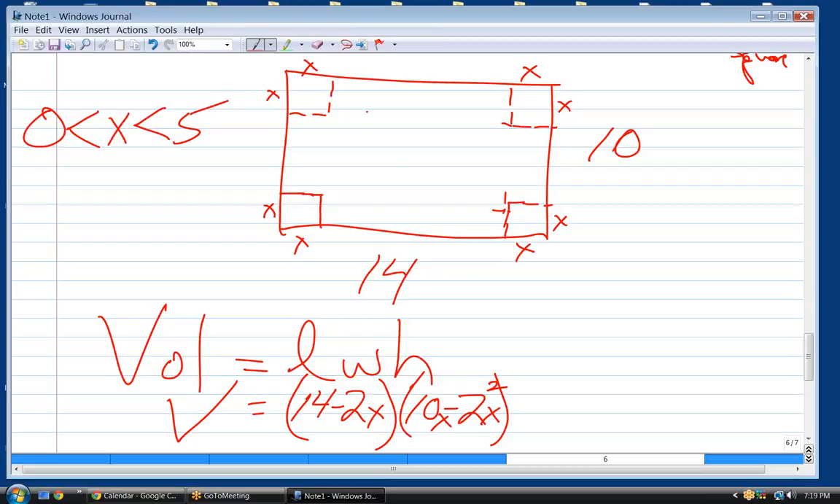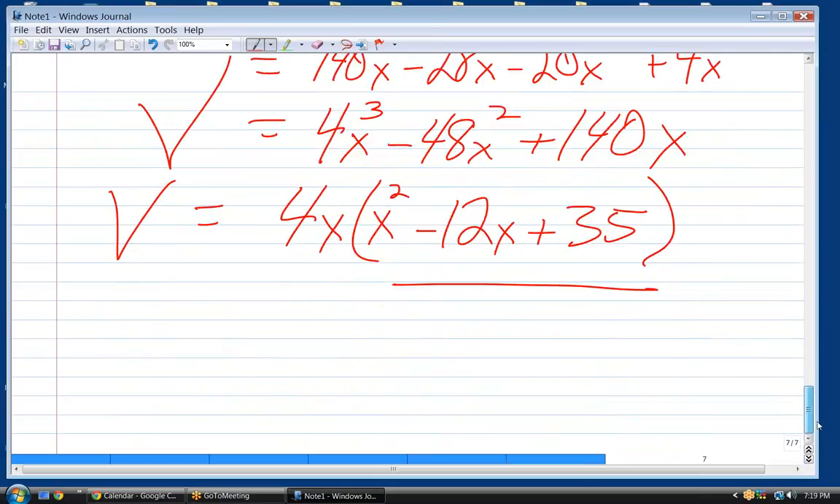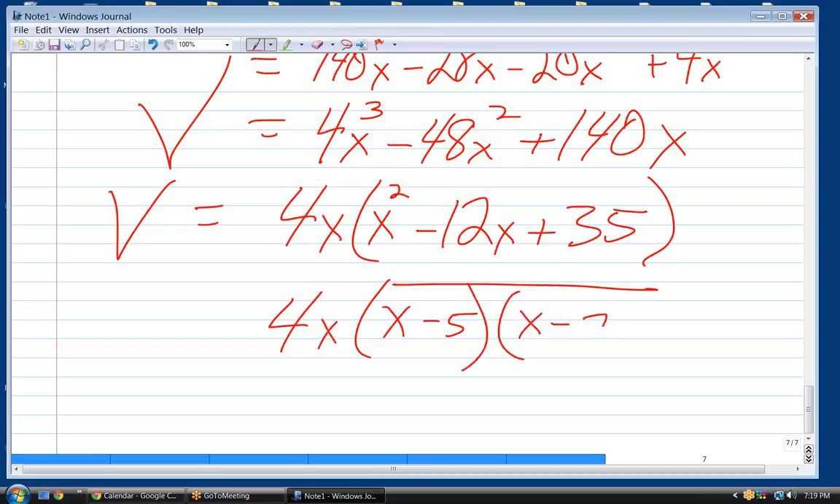Okay, so let's keep that in mind. Now, the question is, how do we find the maximum volume of a cubic function? This thing factors. Does that help? It might help solve it a little bit. That's x minus 5 times x minus 7.